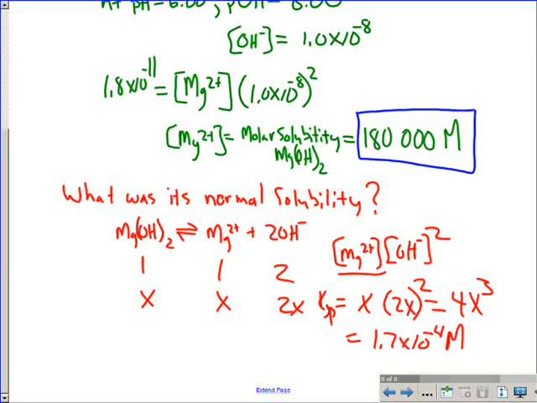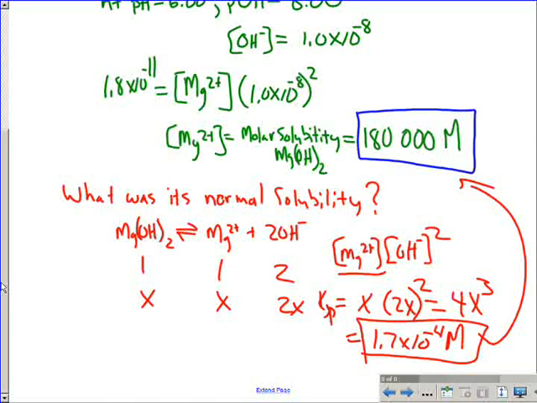So fundamentally what happened when we adjusted the pH is we went from a molar solubility of 1.7 times 10 to the negative 4th, which is very small, to a molar solubility of 180,000. So adjusting the pH dramatically increased the solubility of Mg(OH)2.